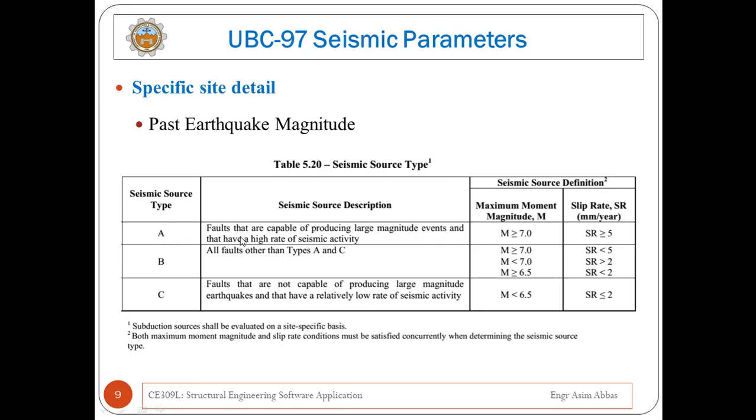So seismic source type A means faults that are capable of producing large magnitude events and that have a large rate of seismic activity, and the maximum moment magnitude is more than 7, and slip rate is more than 5. Similarly, in source type B, all faults other than type A and C, right? In seismic source type C, faults that are capable of producing large magnitude earthquakes and that have a relatively low rate of seismic activity, right? In this type, the magnitude of earthquake is less than 6.5, and the slip rate is also less than 2.